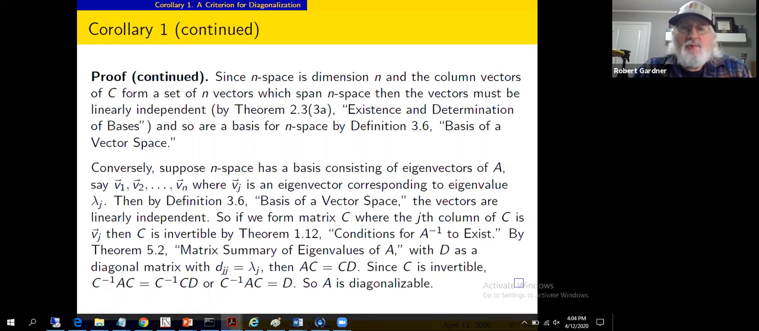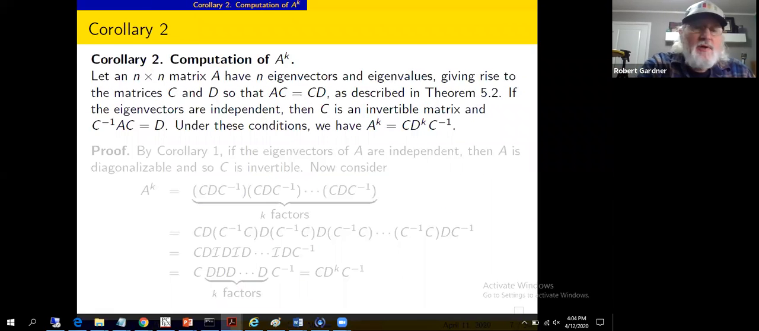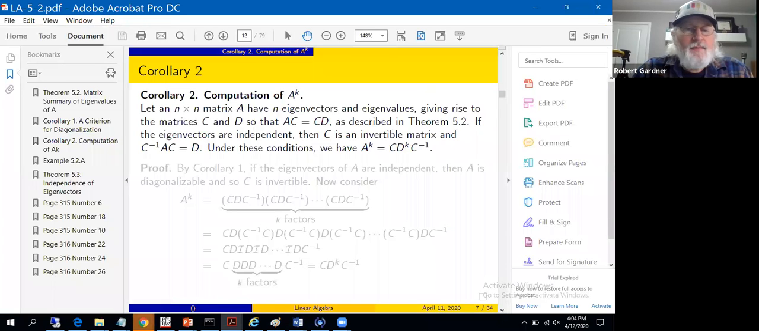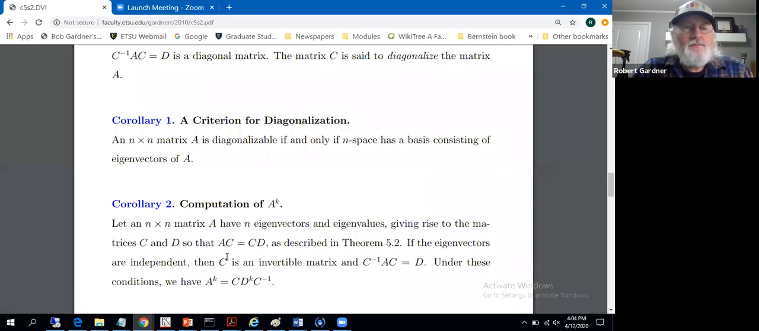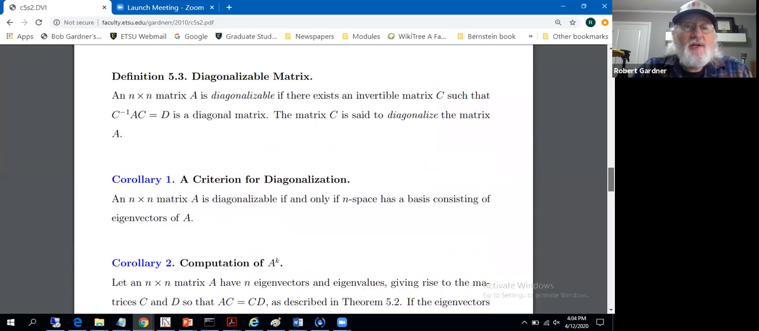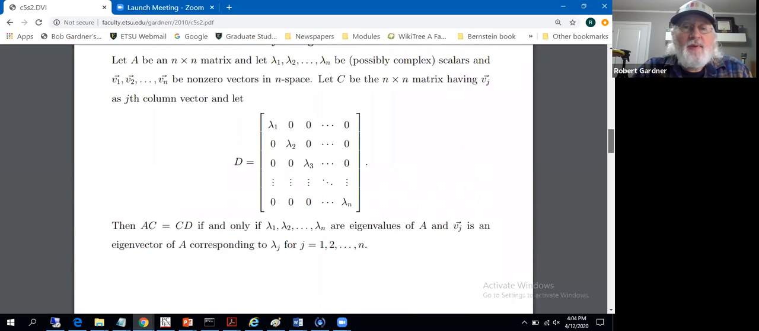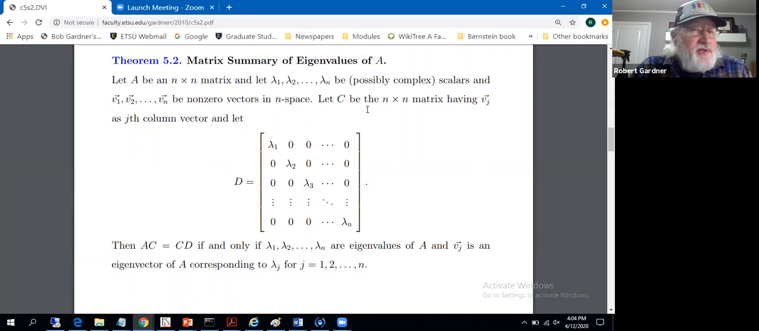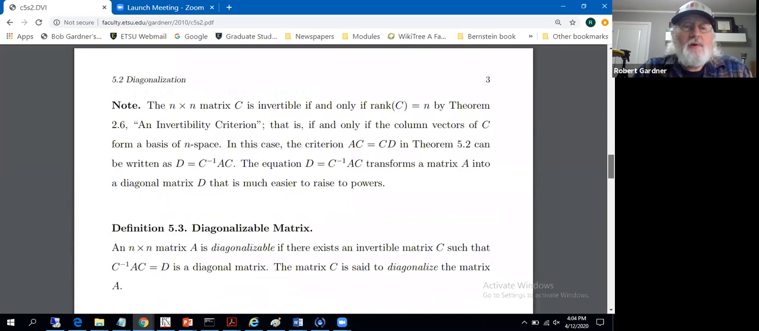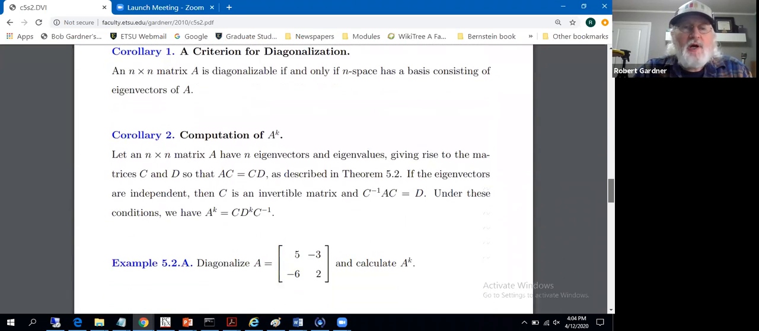So this result, let's go back to the notes, tells you A is diagonalizable if and only if n space has a basis consisting of eigenvectors. And what are you going to do then? You're going to do really what you were told up here. You're going to make matrix C using eigenvectors, and you're going to make matrix D using eigenvalues. All right. Why would you want to do all this?